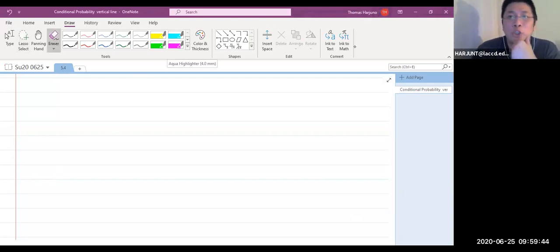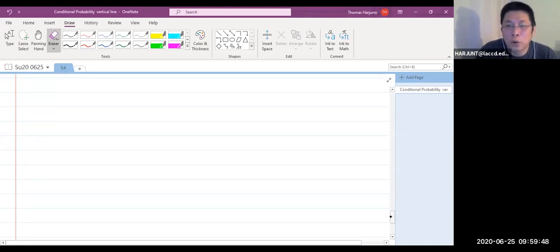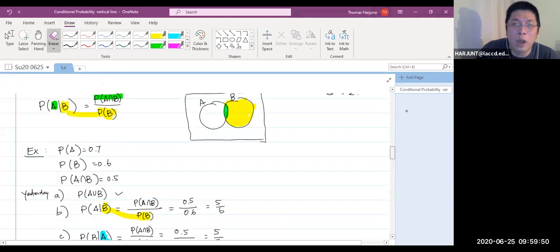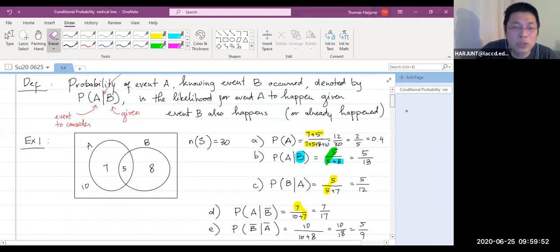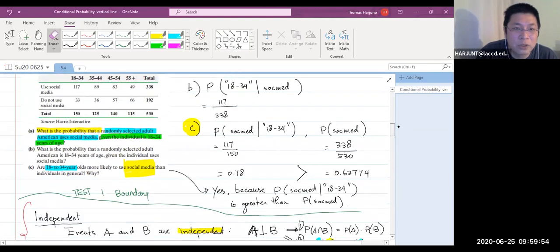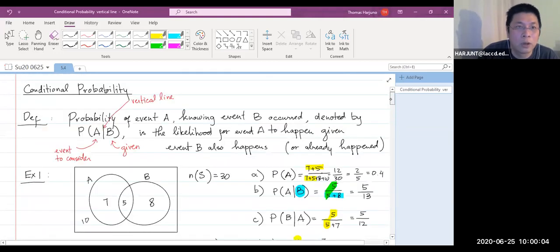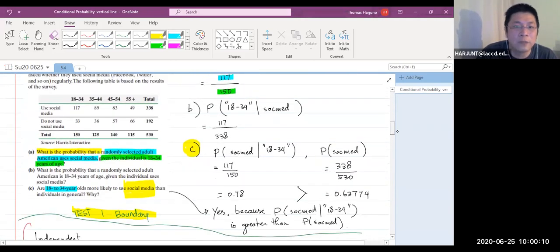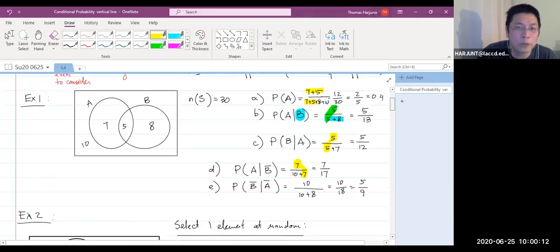I want you to also know one thing. Your test 1 will end at most at here. Your test 2 in the future will start from 5.4, this conditional probability. So we may have some overlap, but the overlap will be the easy one.